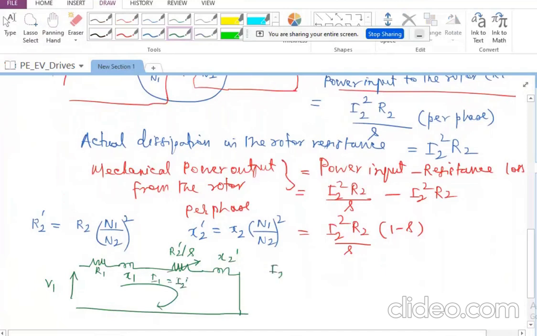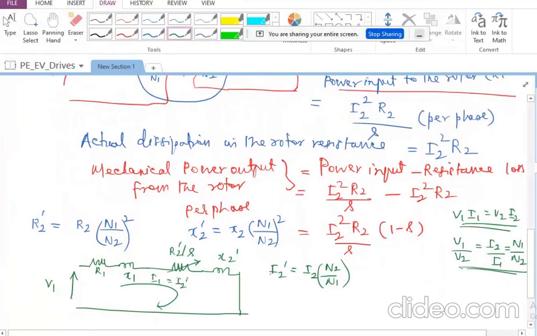And I2 dash is going to be I2 multiplied by N2 divided by N1. Because we normally write V1 I1 equal to V2 I2 in a transformer, it is always valid. So I should be able to say V1 divided by V2 equal to I2 divided by I1, which is equal to N1 divided by N2. So I have essentially written, if I want to transfer I2 to the other side, this is how it should be. Based on whatever explanation I have given here, this is what is the expression.